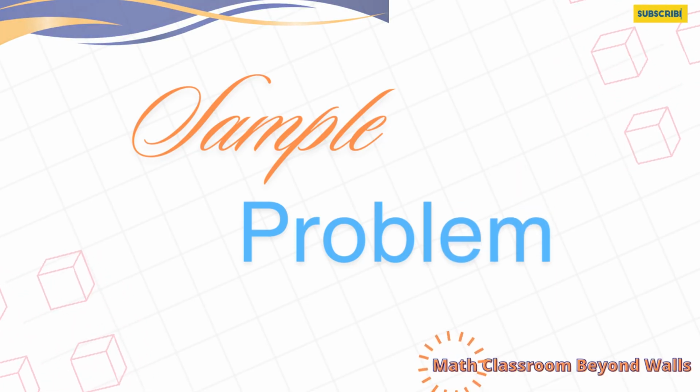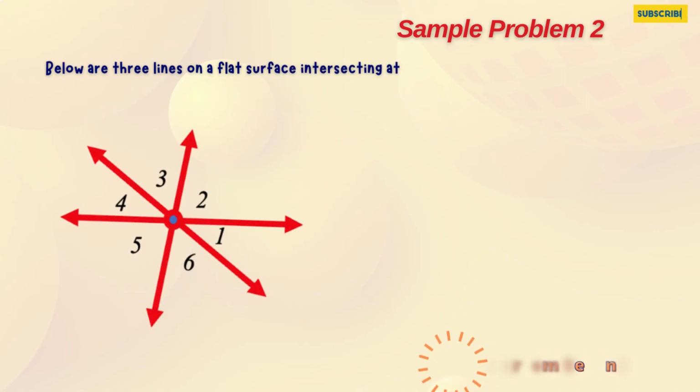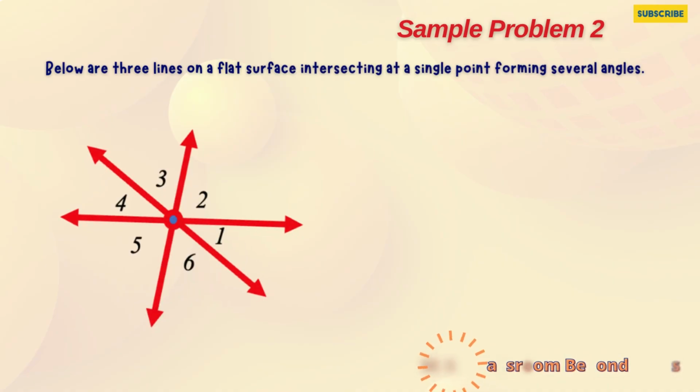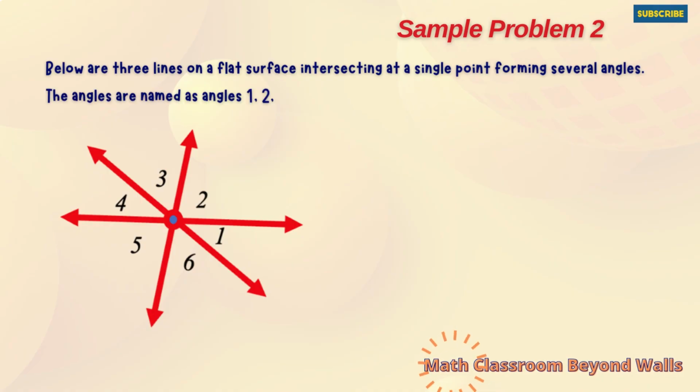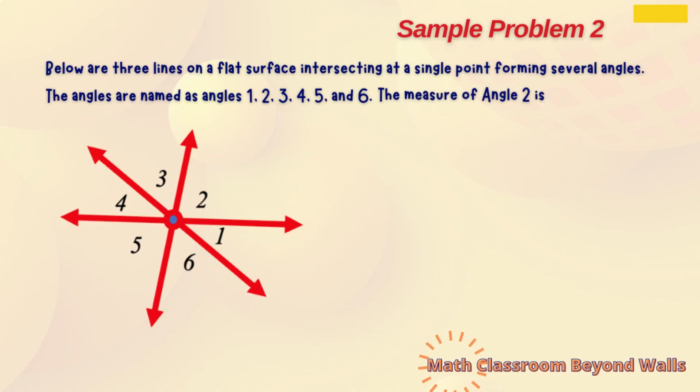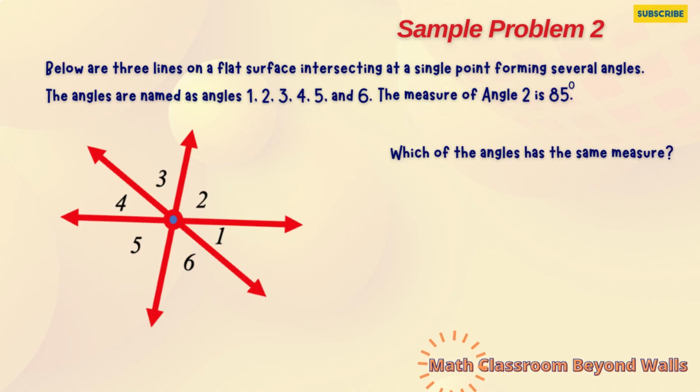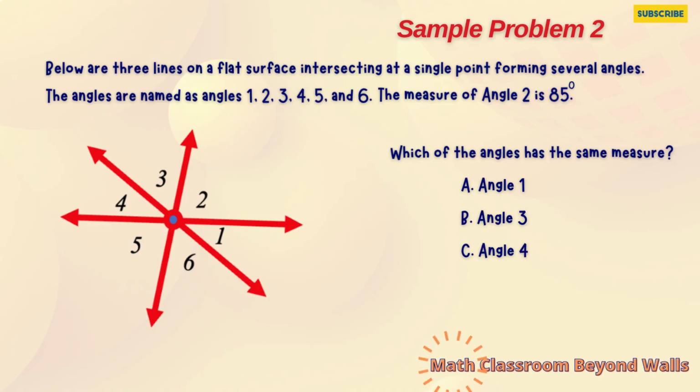Okay, let us now move on and answer the next sample problem. Here's the problem. Below are three lines on a flat surface intersecting at a single point, forming several angles. The angles are named as angle 1, 2, 3, 4, 5, and 6. The measure of angle 2 is 85 degrees. Which of the angles has the same measure? Option A, angle 1. Option B, angle 3. Option C, angle 4. Option D, angle 5.